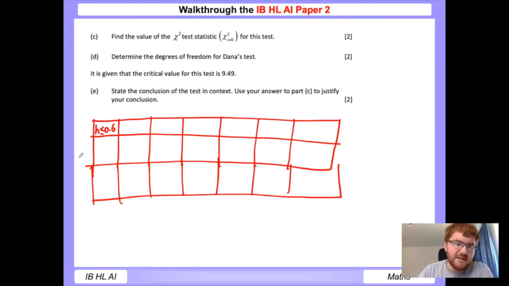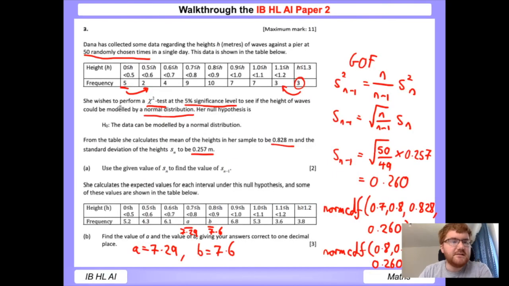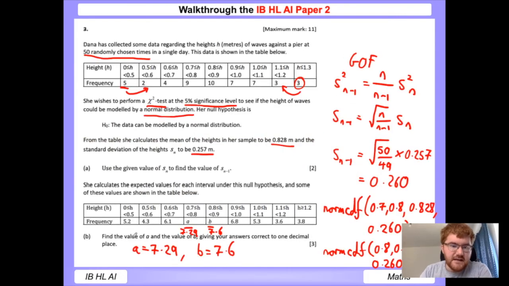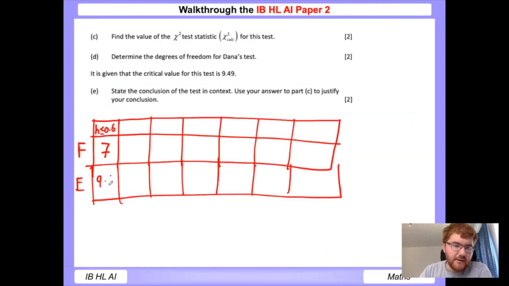Right, so this is going to be the frequency, and this is going to be the expected frequency. So the frequency will be 5 plus 2, which is equal to 7. So I'm going to put 7 in here, and that's the observed frequency, sorry. And the expected is going to be these two added together. So 5.2 plus 4.3 gives you 9.5. This is going to have an effect on our degrees of freedom, which I'll talk about in a moment.